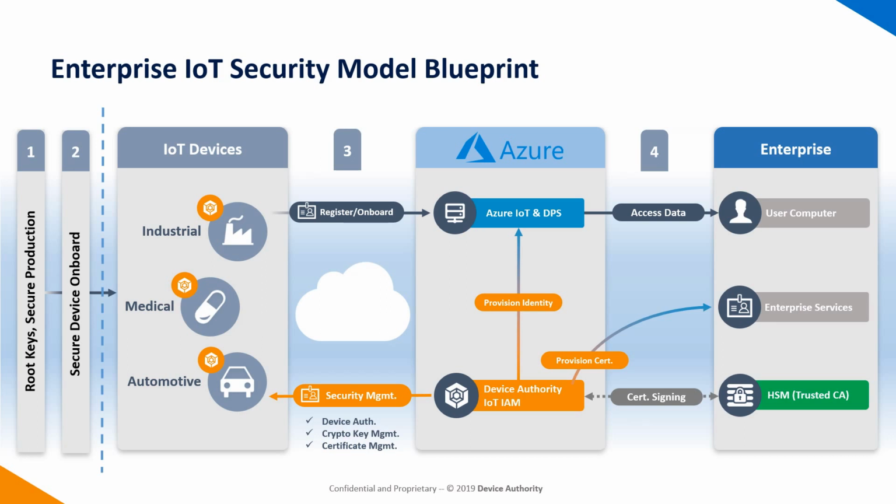Step 3 is then, once I've onboarded my devices, what do I want to do with them? Do I need to provide a crypto key? Do I need to provide a credential to enable that device then to connect to my Azure IoT Hub? And finally, step 4 is how do I integrate with the enterprise? If I'm already using hardware security modules or certificate authorities, then how do I connect to those and utilize those in trust for my IoT devices and deployment?